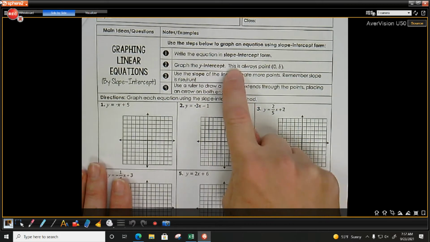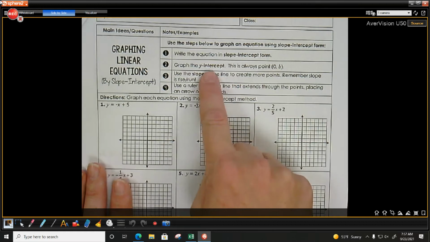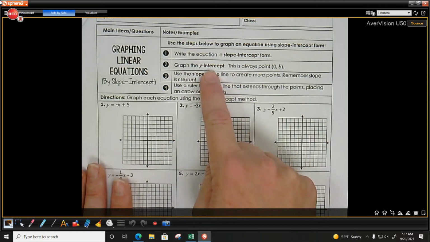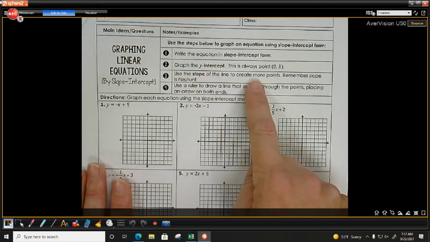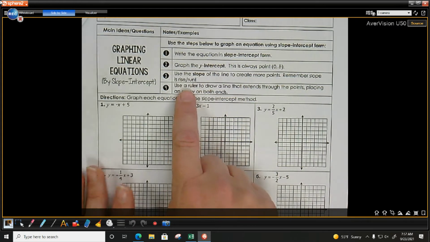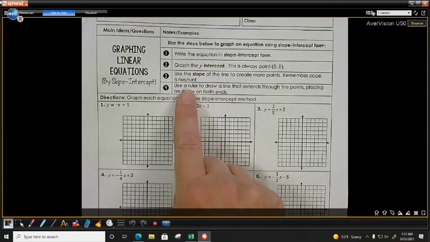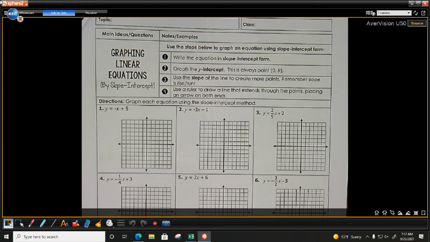Graph the y-intercept. This is always the point (0, b). Remember, what's your y-intercept? The b value of the equation. And then you use the slope of the line to create more points. Remember, slope is rise over run. Use a ruler or a straight edge to draw your line through the points, placing an arrow at both ends because it goes on forever.